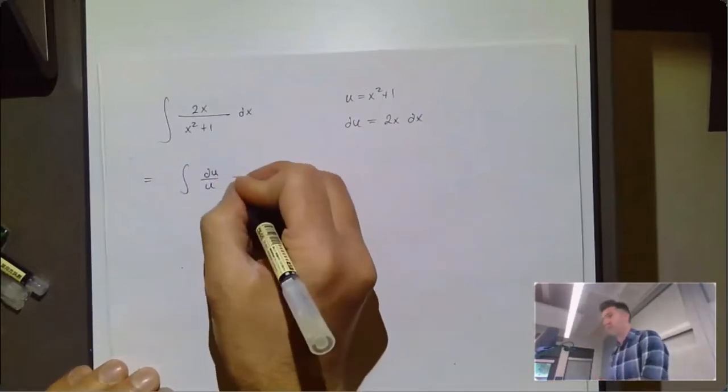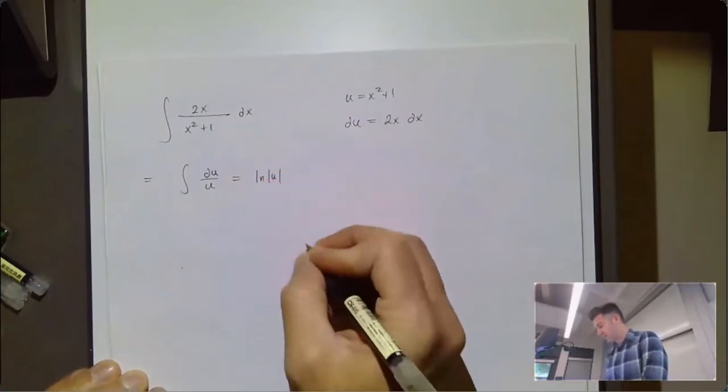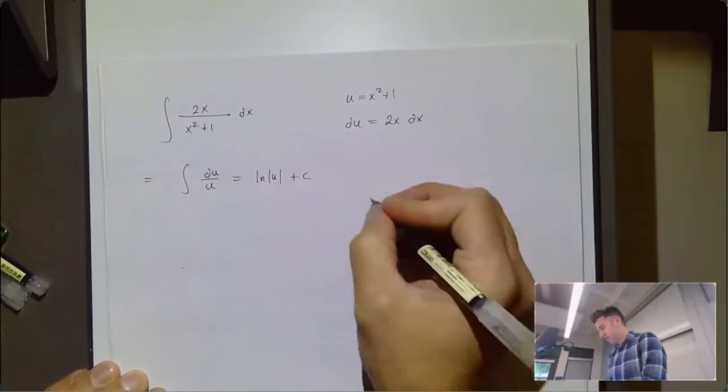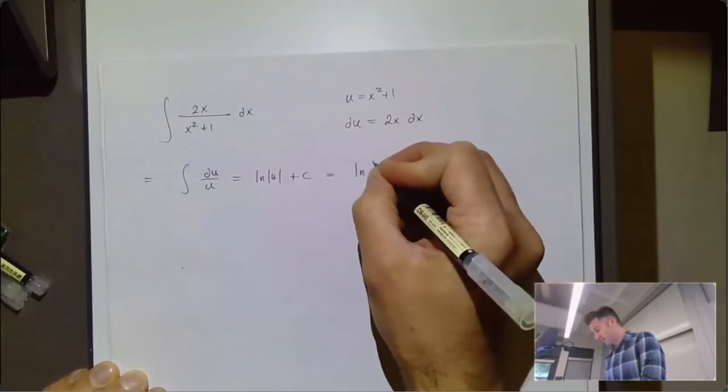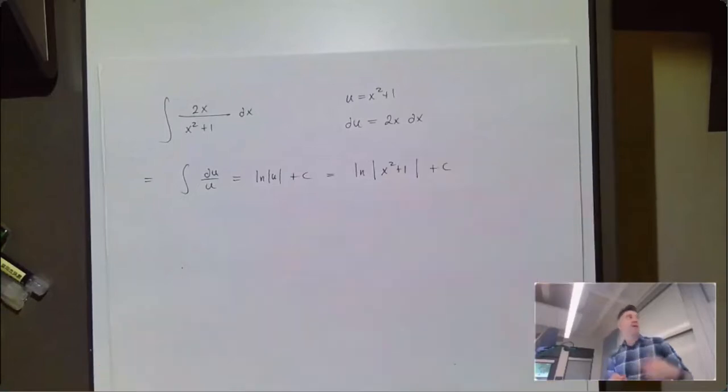Say, well, it is 1 over u. The integral of 1 over u is the natural log of the absolute value of u. And then if we plug in our u, it's the natural log of the absolute value of x squared plus 1 plus c.